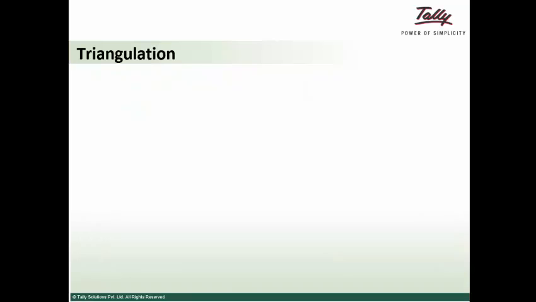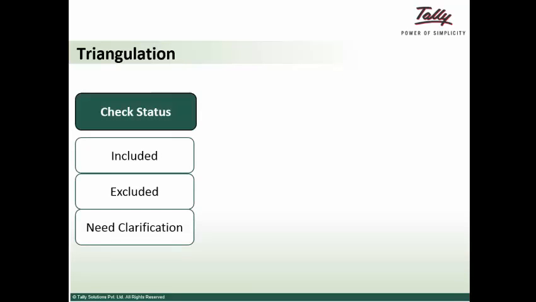Now let us see the powerful capability of triangulation. Check status. In release 5.0, the VAT report form VAT100 has been designed in such a way that the user can identify transactions included for generating the VAT return, transactions excluded because they are not relevant, and transactions about which Tally is uncertain as to what to do because there is missing information or possible errors. This concept is called triangulation because of these three aspects.